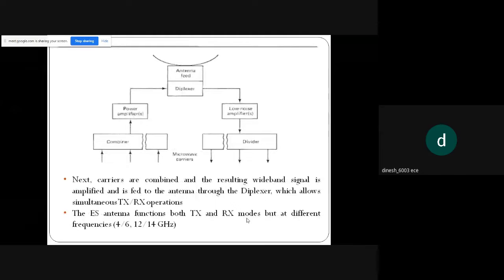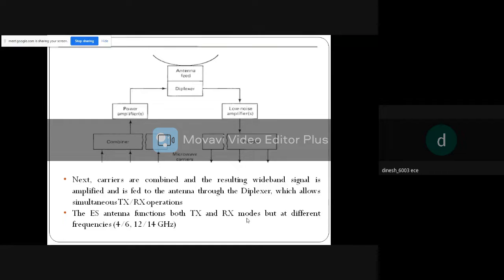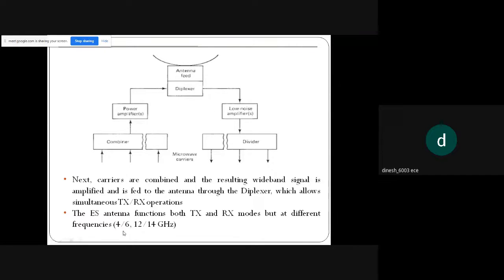So next is the carriers that are combined and the resulting wideband signal is amplified and fed to the antenna as shown in the diagram through the diplexer. Which allows simultaneous reception and transmission operations. So the earth station antenna functions both as transmitter and receiver, but at different frequencies.